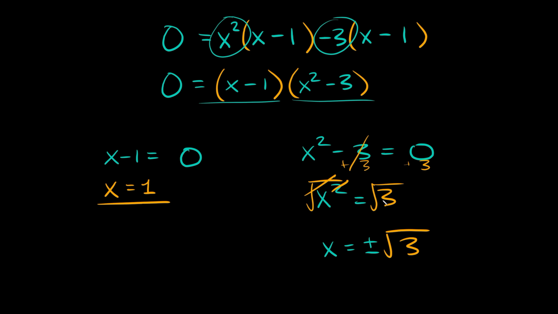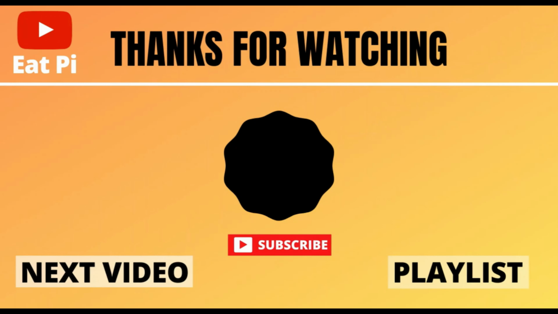3 is a prime number, so we can't break that down. We can't simplify that anymore. So this would be our final two solutions, or 3 in total. We get x is equal to 1, x is equal to positive root 3, and x is equal to negative root 3. Boom!